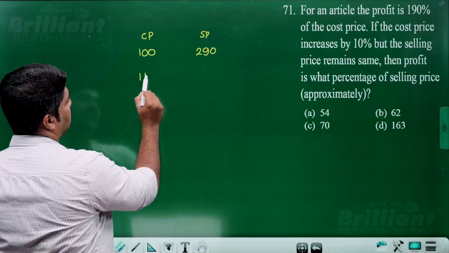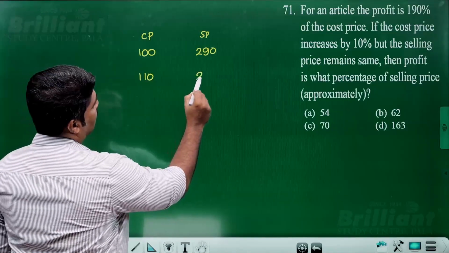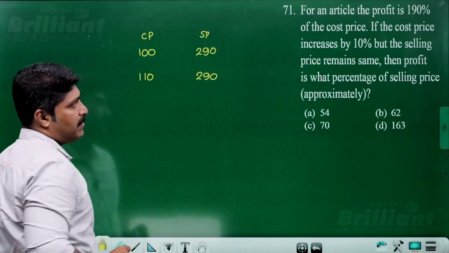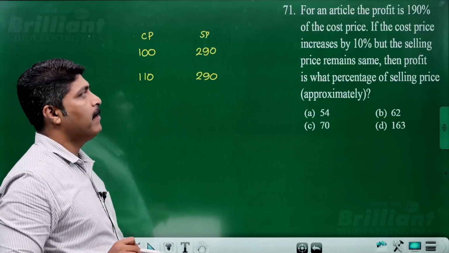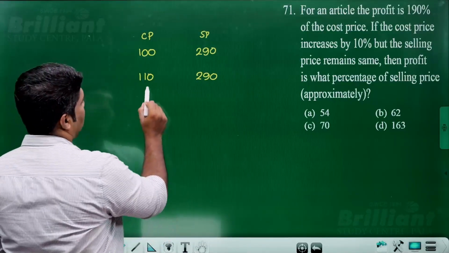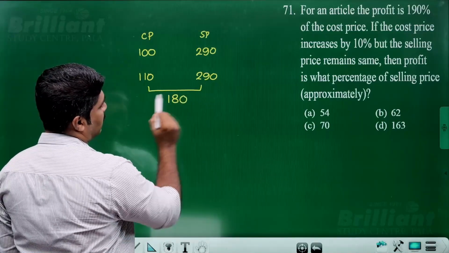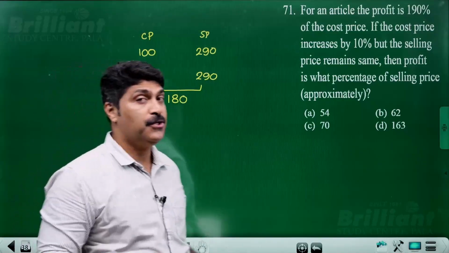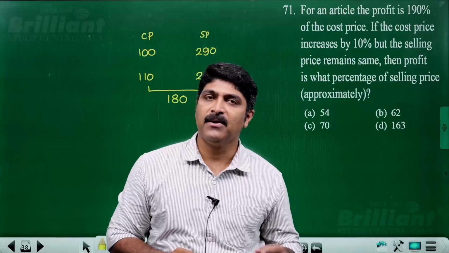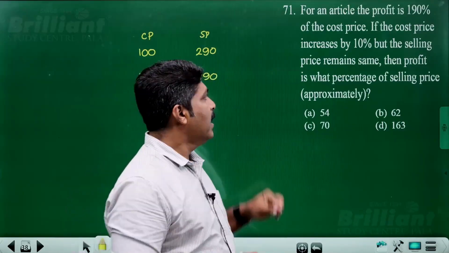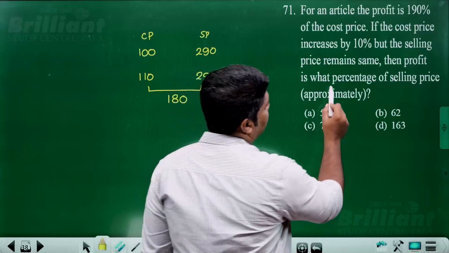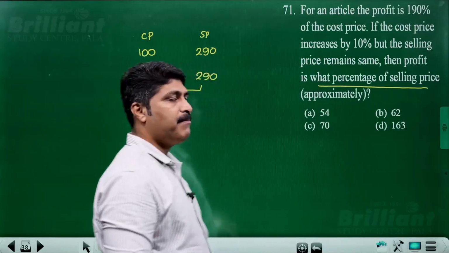So new situation, cost price is 110, but the selling price remains the same, that is 290 itself. So here, what is the profit? The profit is the difference between these two values, that's equal to 180. Usually we know that the profit percentage is calculated based on the cost price. But here, we have to find out what percentage of the selling price it is.